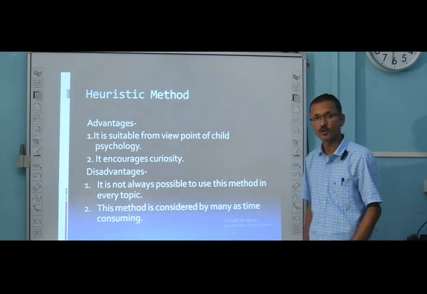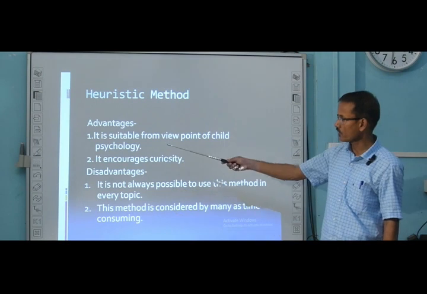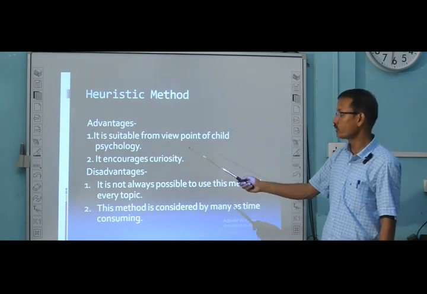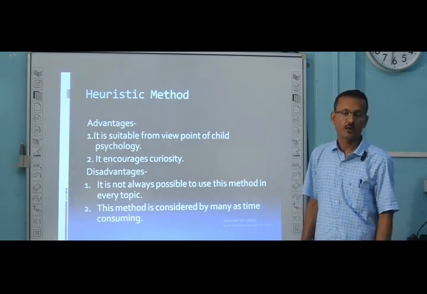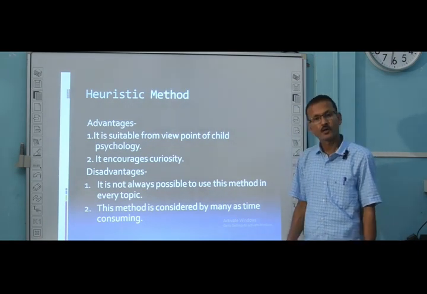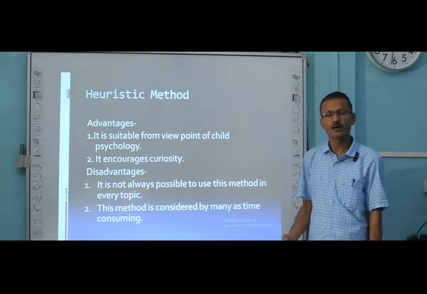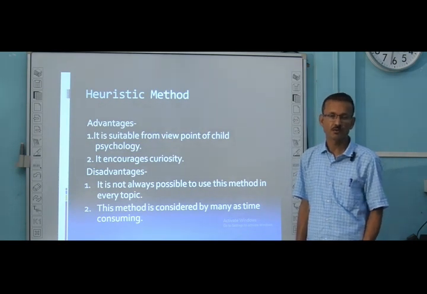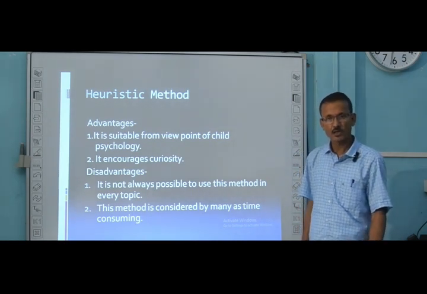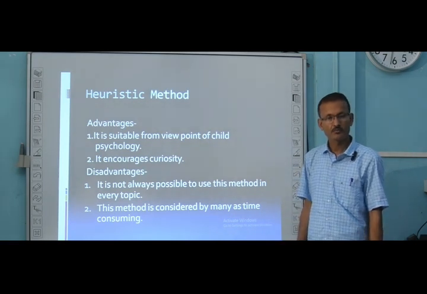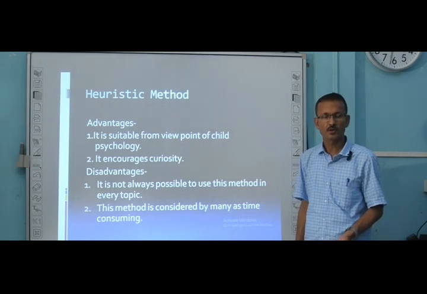So heuristic method is not an exception. From the advantage point of view, we have written it is suitable from the point of view of child psychology. So what does child psychology suggest to us? According to child psychology, children are by nature curious. They want a situation where they are given an opportunity to find something new on their own, and we can exploit that nature of the child using this heuristic method, obviously, because we give them an opportunity to discover things, characteristics, facts on their own.